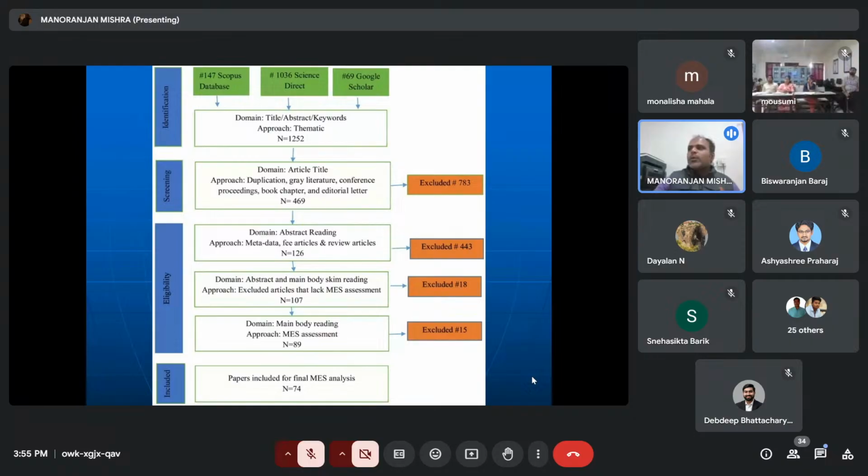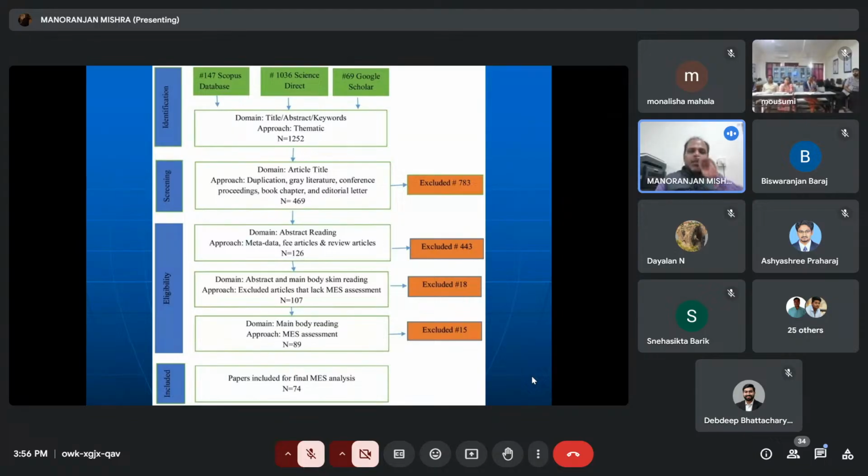So the full form of PRISMA is Preferred Reporting Items for Systematic Review and Meta-Analysis. From the bibliometric analysis, what we are trying to do is narrow down our databases so that we read the whole text and do the analysis. For that, for SLR, meta-analysis or meta-synthesis, you have to follow the protocol which is called PRISMA. PRISMA's full form is Preferred Reporting Items for Systematic Review and Meta-Analysis.